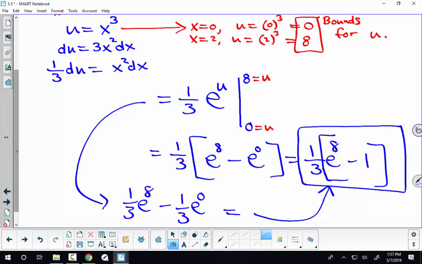So that's how you handle a definite integral with a substitution. Do y'all have any questions? Any of that?